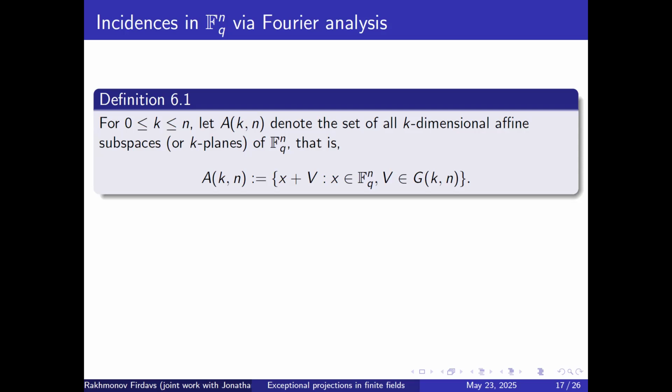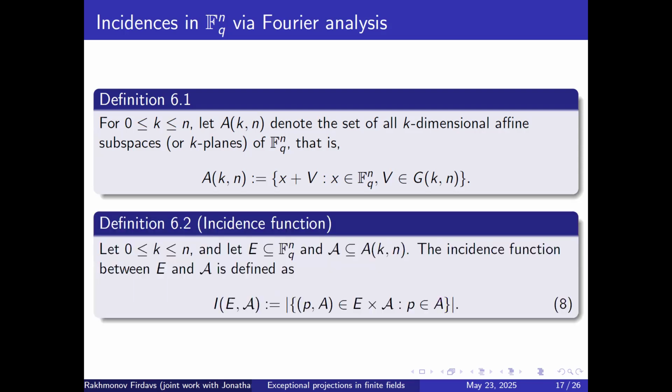But first of all, we have to define what is A_{k,n}. A_{k,n} is basically the collection of all k-dimensional planes in F_q^n. The second one is an incidence function. If we have a point set in F_q^n and we have some k-planes, we can define the incidence function in this way. It is basically the size of this set, and this set is all possible pairs of point and plane where the point belongs to the plane.